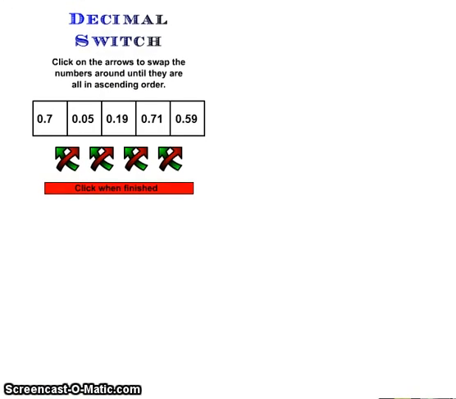Okay, now we can put it in order on here. So the 0.71 would go first, then 0.7, then 0.59, and 0.19, and 0.05.